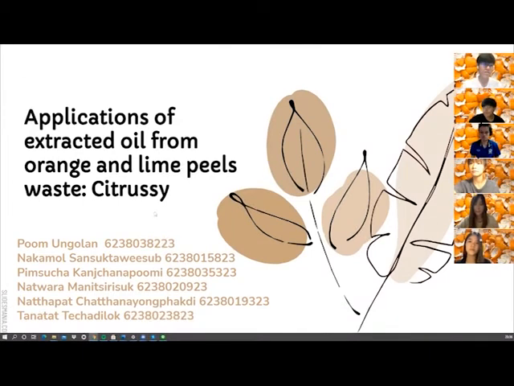Hello everyone. So today we're gonna talk about the applications of extracted oil from orange and lime peels waste, Citrussy. So our group consists of 6 people as shown in the slide.